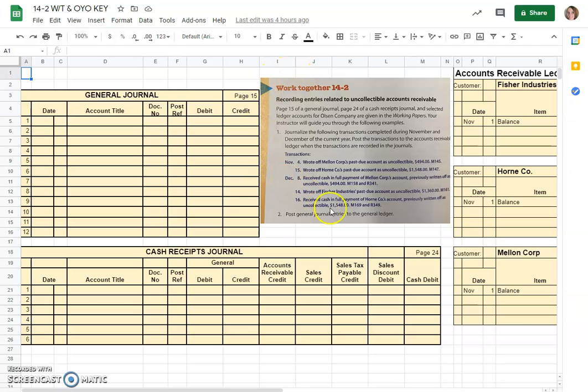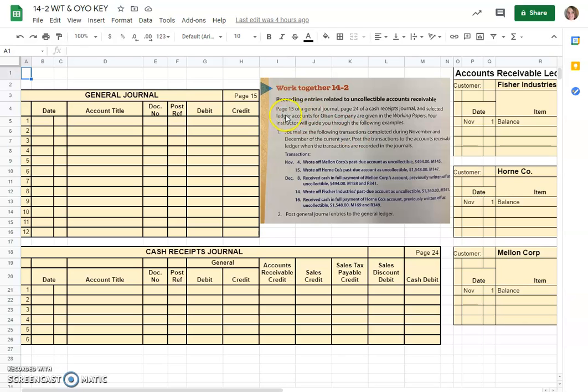This video is for Work Together Problem 14-2 on recording entries related to uncollectible accounts receivable. It is from our Century 21 Accounting Textbook, edition 10E by Gilbertson, Lehman, and Gentene. So credit to them for both this text and this problem.